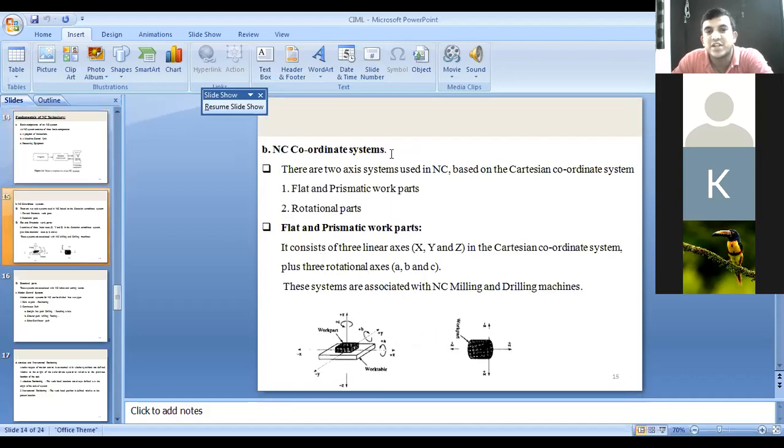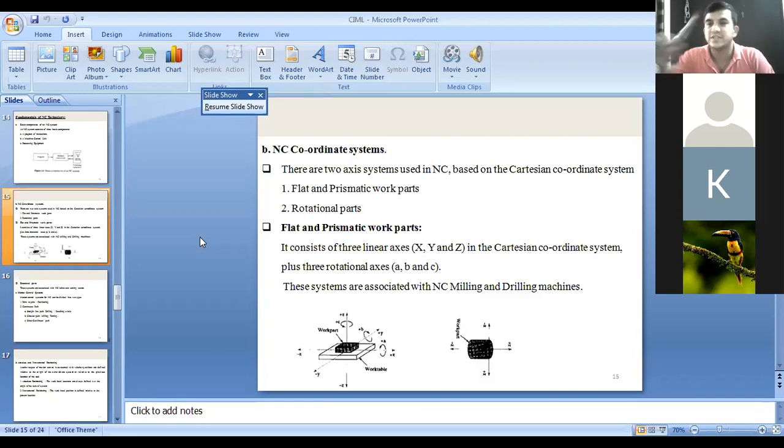Okay, then the next one is the NC coordinate system. Do you know what the NC coordinate system is? It is based on the workpiece. Suppose it's a rectangular workpiece, like this notepad. Assuming it is a flat or prismatic workpiece, how do you define this workpiece? One is the x axis, another one is the y axis, and the thickness is called the z axis, right?